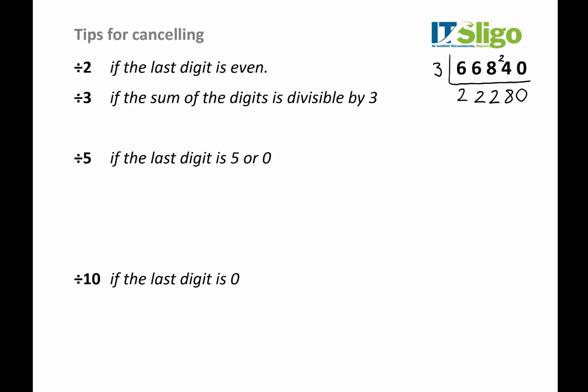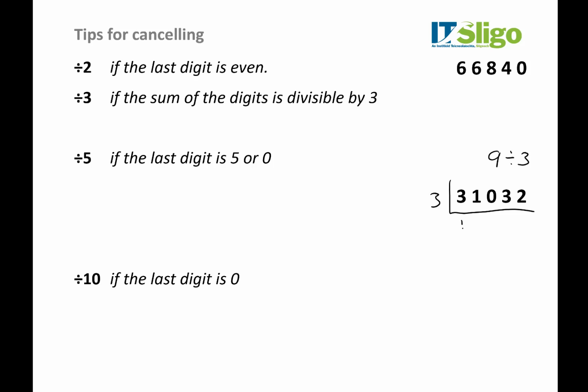3 into 0 goes 0 times. So the number is divisible by 3. How do we know a number is divisible? Here's another number. And again, this is divisible by 3. Add the values up, and they add to 9. 9 is divisible by 3, so 3 will go into this number. 3 times, 1 left over, goes 4 times, 1 left over, and goes 4 times.